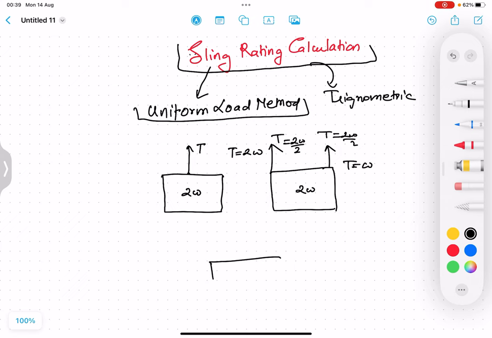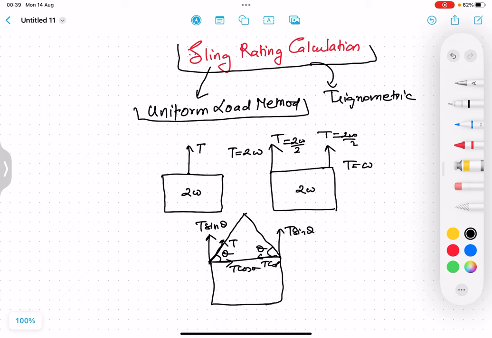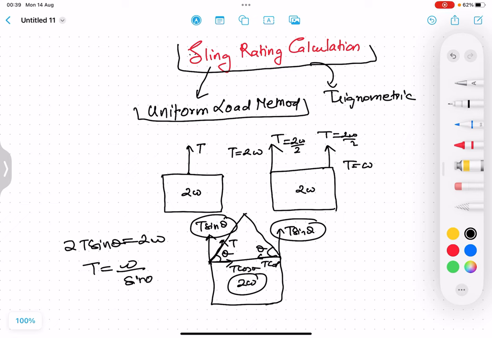Now consider the third case, when this object is lifted using slings, but here the slings are at an angle. This is angle theta, this is angle theta. Here there is tension T, with a component T cos theta and a component T sin theta. Similarly on the other side there will be T sin theta and T cos theta. If we do the balancing, these two T sin theta will balance the load 2W. So 2T sin theta is equal to 2W, and here it comes T is equal to W by sin theta.